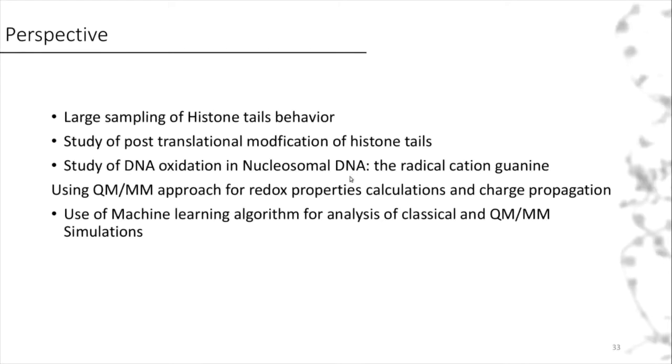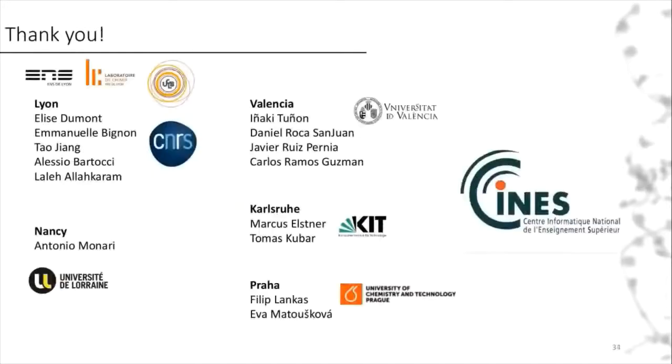And my main goal now is to study the DNA oxidation in nucleosomal DNA. So the modification of the guanine, the creation of the radical cation guanine, its evolution, if there is some charge propagation. And for that, I will use a QM/MM approach and machine learning to analyze all our data, because we will have a lot of data from classical MD and QM/MM simulation.